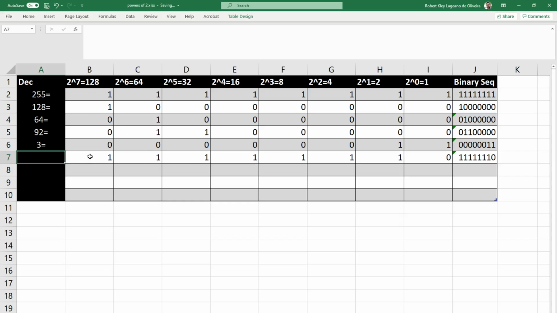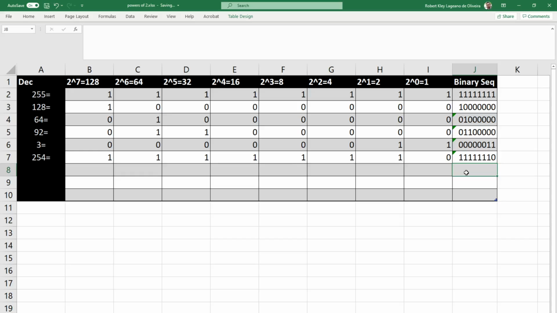So it's going to be 128 times 1, which is just basically 128, plus 64 times 1. So this is going to be 192, plus 32, 224, plus 16, 240, plus 8, 248, plus 4, 252, plus 2 times 1, 254. Okay.